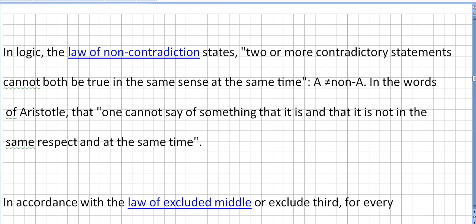So we get into the second law. In logic, the law of non-contradiction states that two or more contradictory statements cannot both be true in the same sense at the same time. In the same sense, you go back to the first law where A is A, and at the same time, so A will never be non-A. Using the words of Aristotle, one cannot say of something that it is and that it is not in the same respect and at the same time. This is the law of non-contradiction.